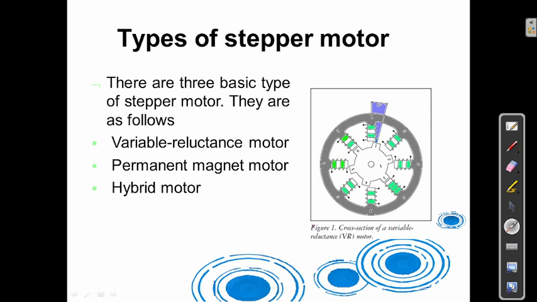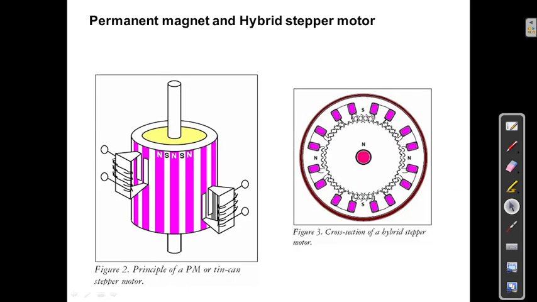These 6 have a winding on them, and according to that operation, the rotation takes place. Then this one is a permanent magnet motor, and this is the hybrid motor. Inside these motors there is a stator as well as a rotor.